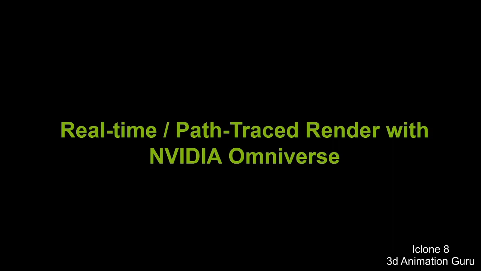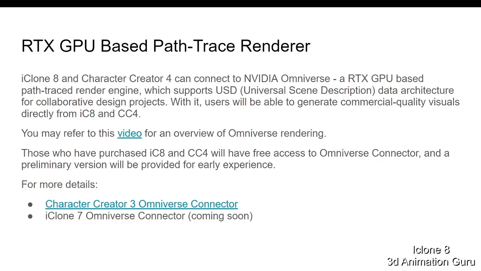This one was already introduced in iClone 7. You can also check it. And now this one is also going to be in iClone 8, more improved. So now they are trying to say the RTX GPU based path trace render, iClone and iClone Character Creator 4 can connect to NVIDIA Omniverse based on the path. So you may refer to this video, you can watch this video there.